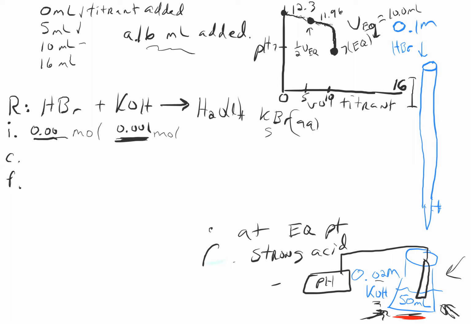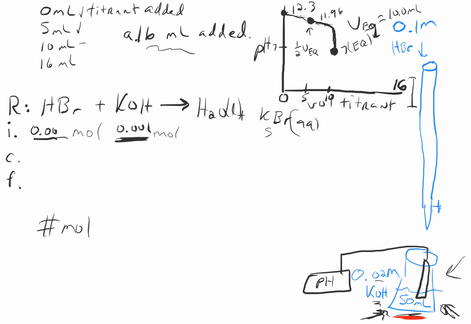Well, clearly we added a little bit more titrant. So we're going to pass the equivalence point, because 10 was the equivalence point. So we know we're going to be past the EQ. But what's going to be the pH? Well, let's reason our way through it.